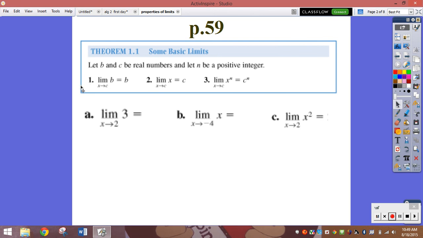This theorem states, let b and c be real numbers and let n be a positive integer. So that's a non-decimal number that's positive. And the three basic limits we have here is the limit as x approaches c of b equals b. So c represents a real number, b and b obviously represent real numbers. So this is saying if you just have a real number here, it doesn't really matter what x is approaching, your limit will be equal to that same real number.